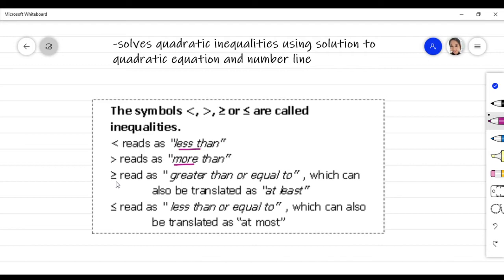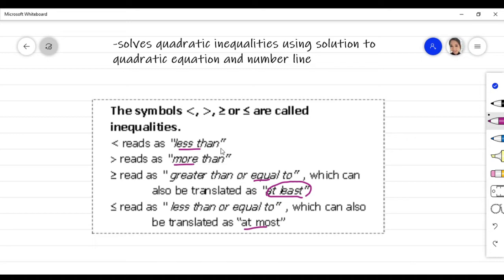While greater than or equal to is the symbol facing to the right, but there's a bar below because of the word equal to. So greater than or equal to can also be translated as at least. And less than or equal to faces to the left with a bar below, and it can also be translated as at most.